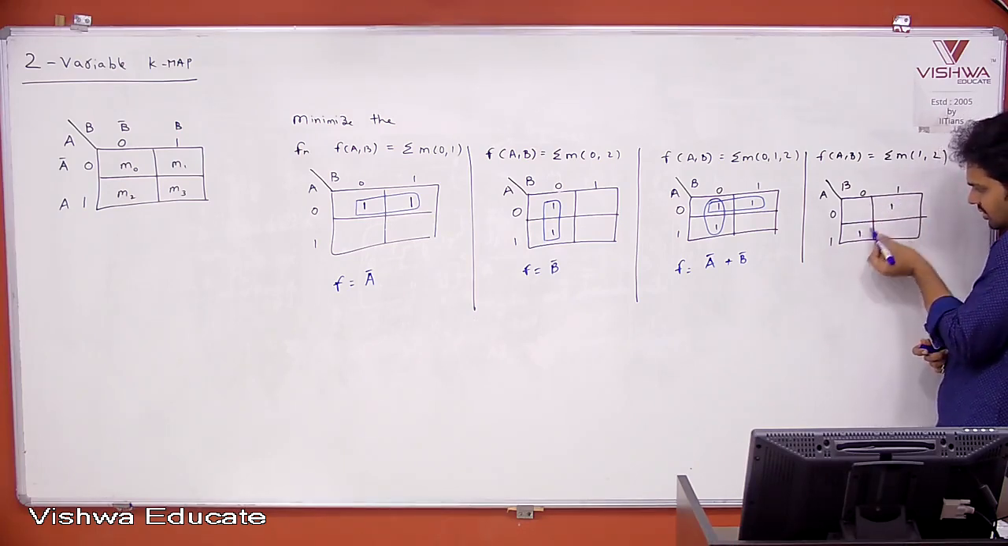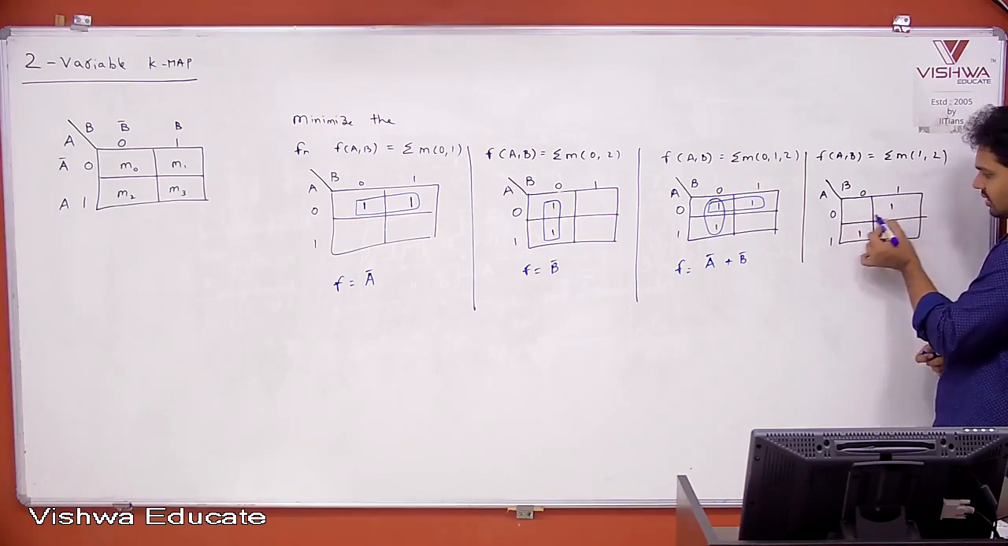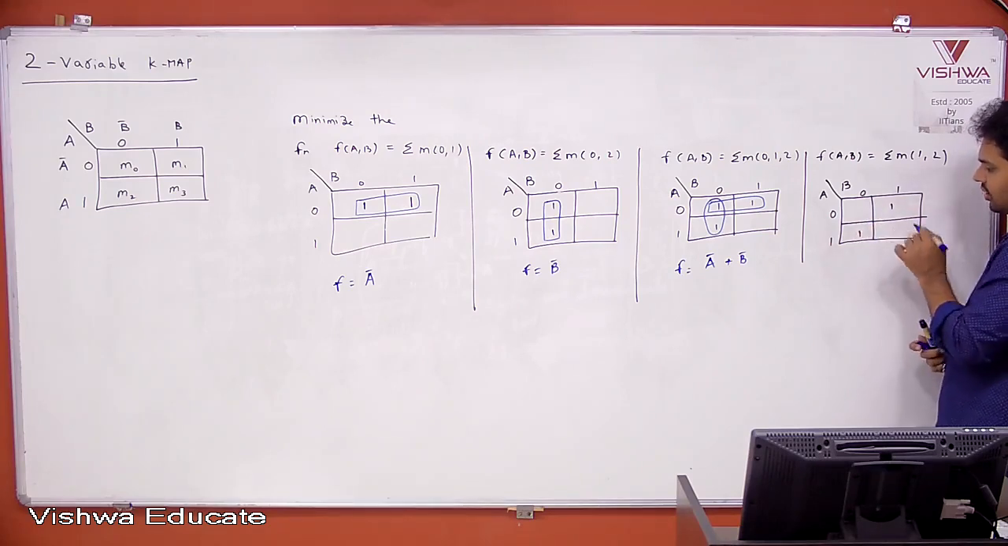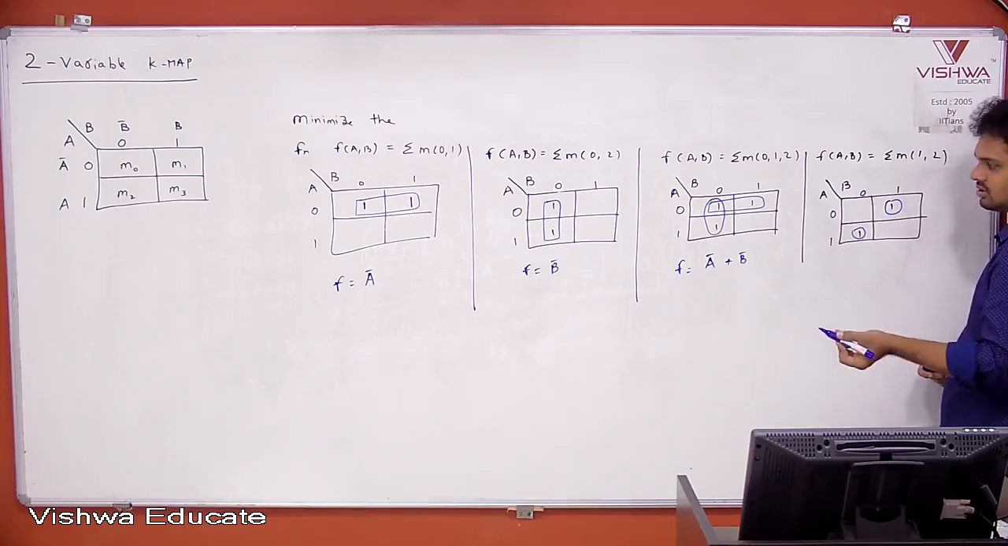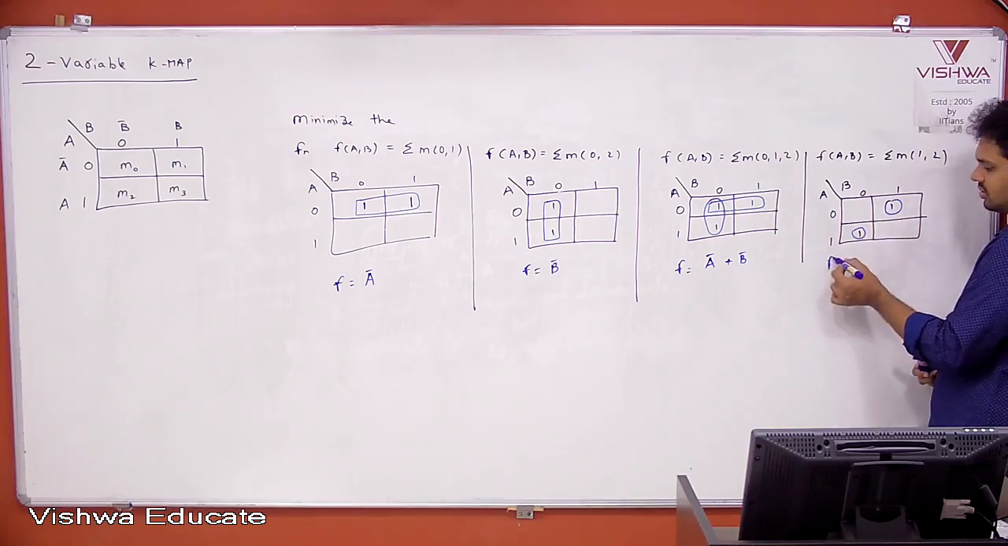They are not adjacent, they are diagonal, okay. Nothing is adjacent here. Adjacent cells must be in the row or in the column. So, you cannot form any quad or any pair here. You should take single terms as they are. So, what is my function here?